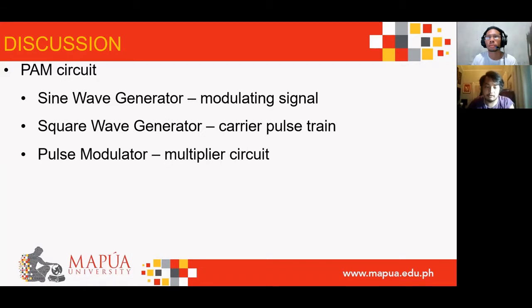So the PAM circuit consists of three subcircuits, which are the sine wave generator, square wave generator, and the pulse modulator. The sine wave generator circuit acts as the modulating signal. Then the square wave generator acts as the carrier signal. Then the pulse modulator acts as the multiplier circuit for the two input signals.